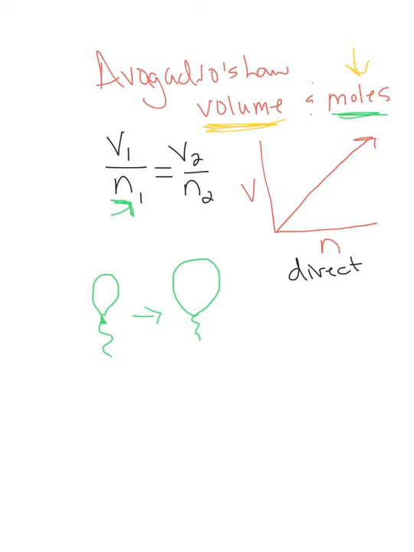Vice versa, if I have this balloon here and I let some of those moles out by releasing air, well, then the volume of my balloon is going to get smaller. And so it's a very simple idea of, if I'm adding more air to the balloon, the volume of the balloon is going to increase. If I'm decreasing the air in the balloon, then the volume of the balloon is going to decrease.